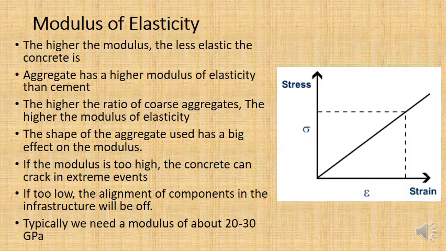That's how we measure elasticity. But typically for most civil engineering infrastructure, we want the modulus of elasticity to be around 20 to 30 gigapascals. If it's lower than that, it's too flexible. If it's higher than that, it's too stiff. And we'll talk about what happens if it's too flexible in a moment when we talk about creep.